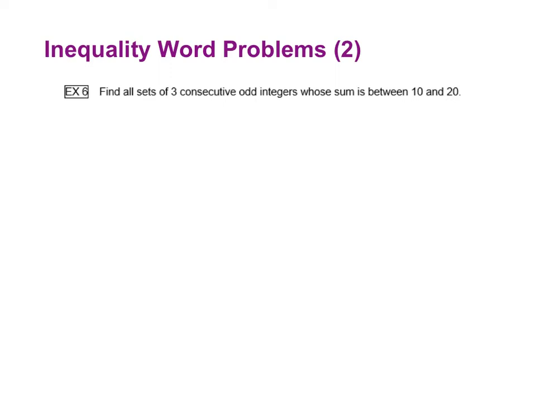Alright, so we got some more of these word problems to work through. This one deals with those consecutive integers again. Find all sets of 3 consecutive odd integers whose sum is between 10 and 20. So, 3 consecutive odd integers. X is the first one.